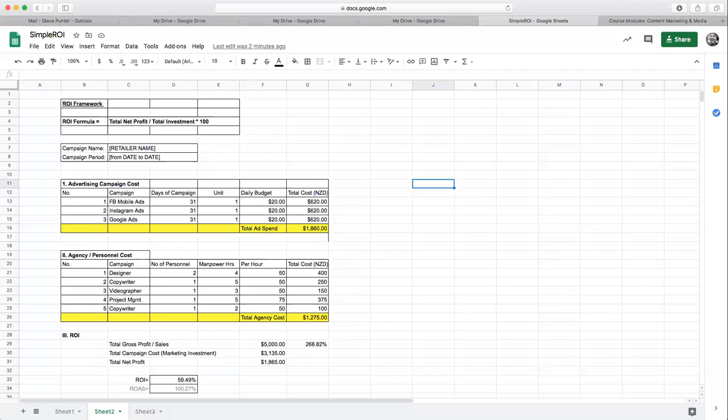Hey guys, quick recap on return on investment. What you're seeing on screen here is a very simple return on investment calculator, which I'm going to show you guys how to build in class.